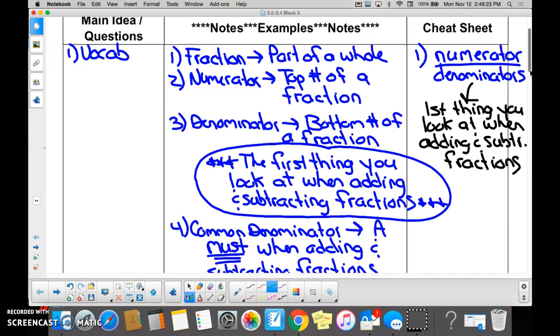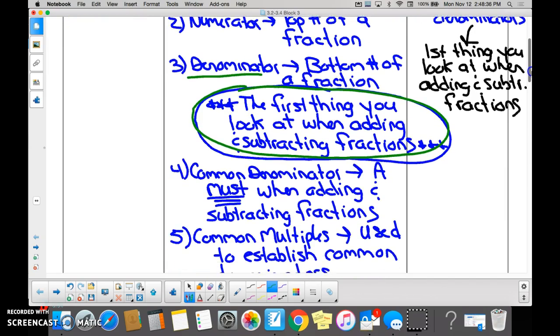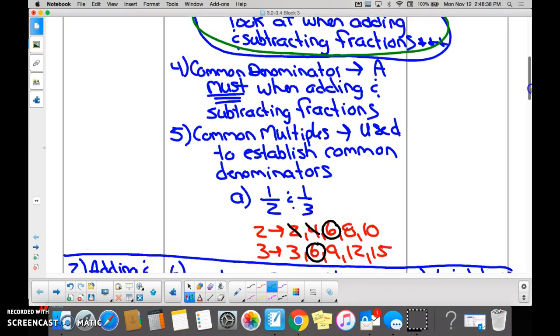The first thing we look at when adding, subtracting fractions is the denominator. That's what this says. We always light up the denominator, as they say. Say, light up the denominator. Light up the denominator. Common denominators, same as finding common multiples.